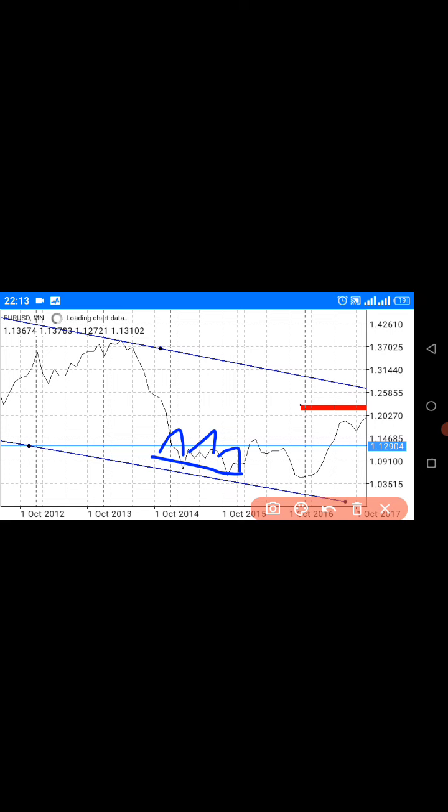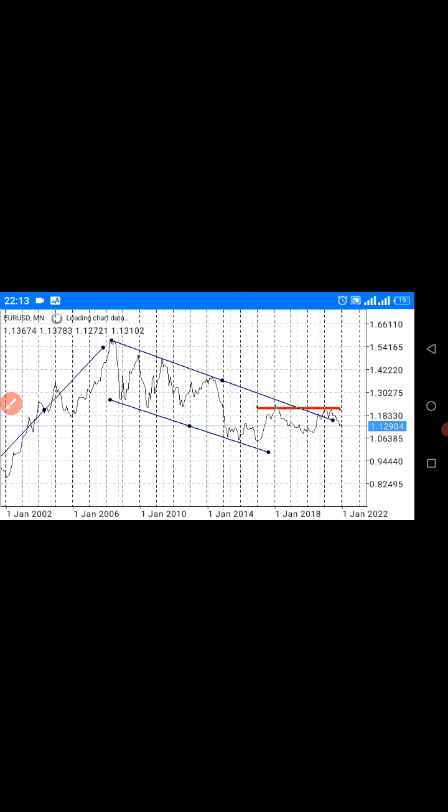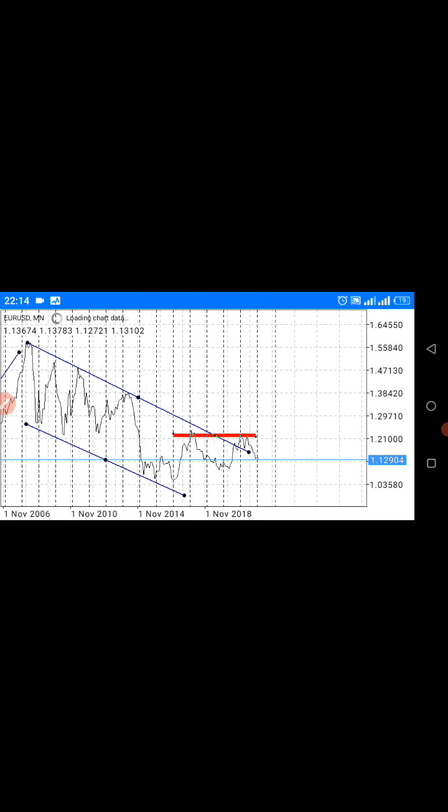It's totally against the movement here. We can't expect a down movement here because of this structure. We can't expect a down movement here because of this structure. So we only take a pattern that is in accordance with the market movement and the market structure.